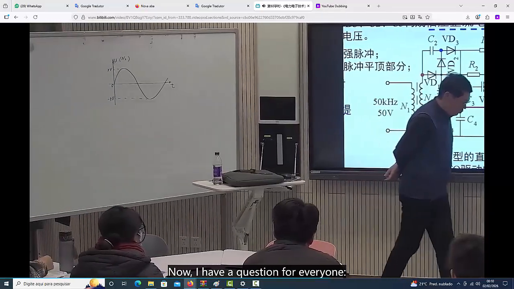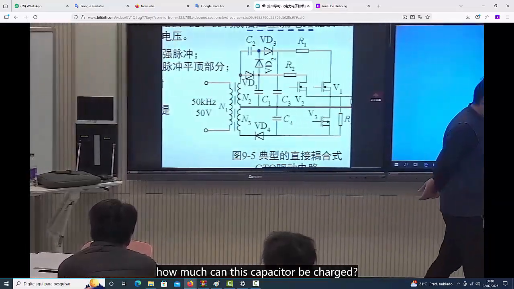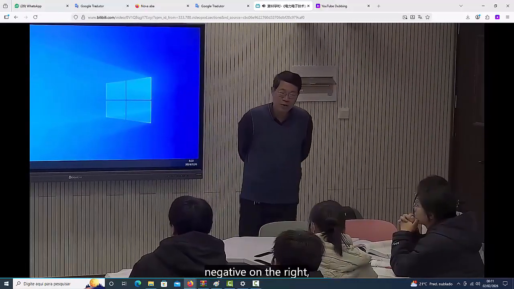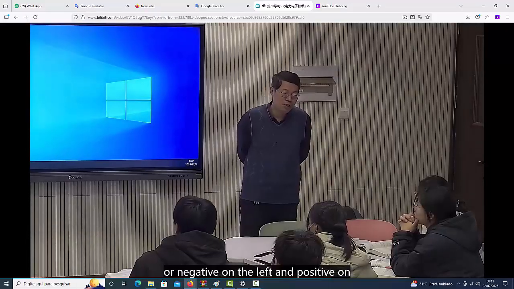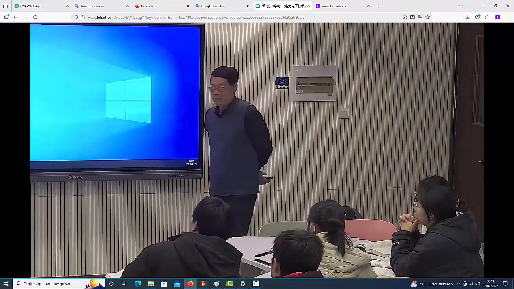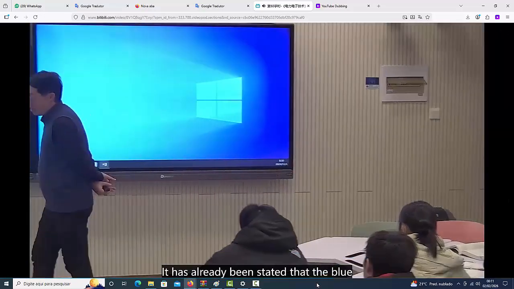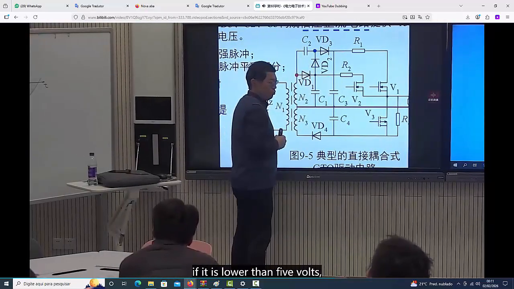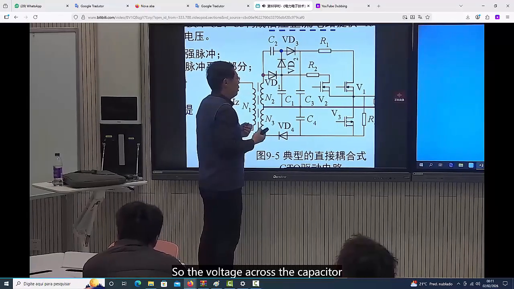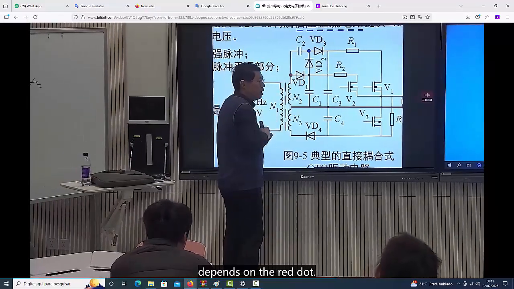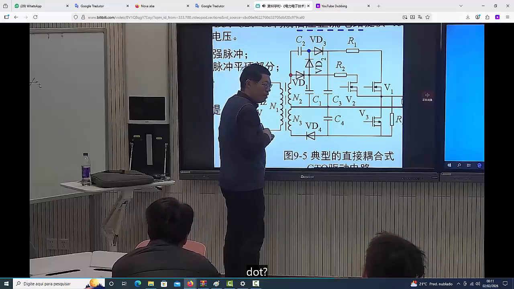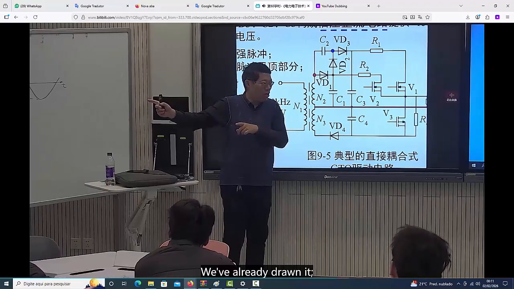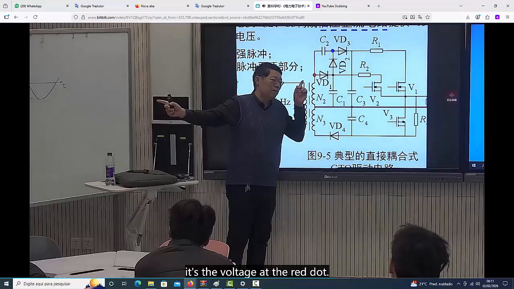Now, I have a question for everyone. How much can this capacitor be charged? And after charging, is its voltage positive on the left and negative on the right, or negative on the left and positive on the right? It has already been stated that the blue dot potential will absolutely not be lower than 5 volts. If it is lower than 5 volts, the diode will conduct. So the voltage across the capacitor depends on the red dot. And what's the significance of the red dot? You see, this line shows the voltage on the N2 winding. We've already drawn it. It's the voltage at the red dot.